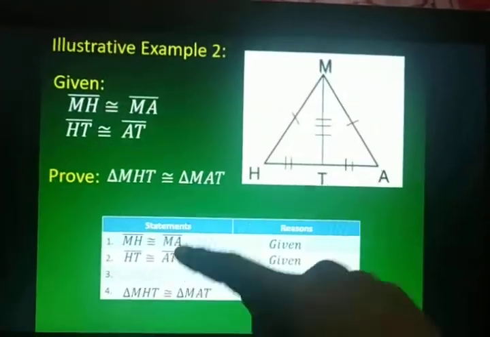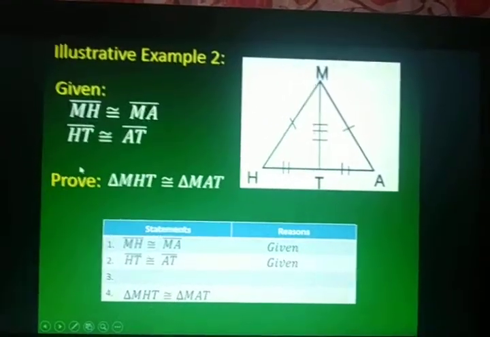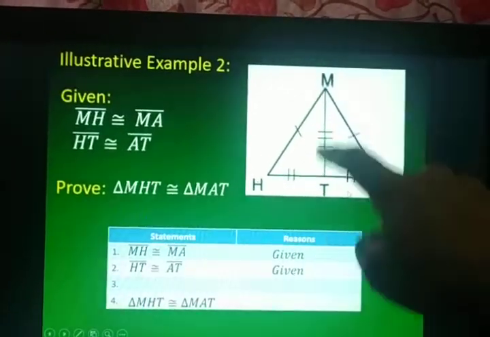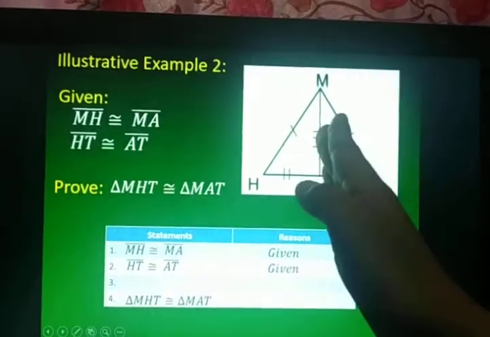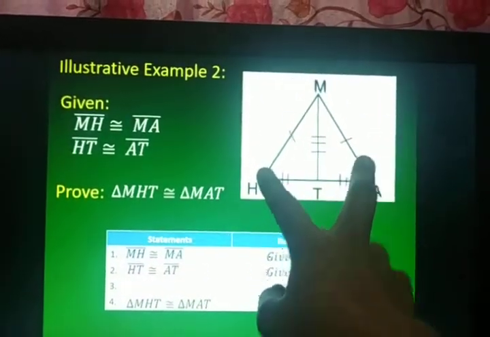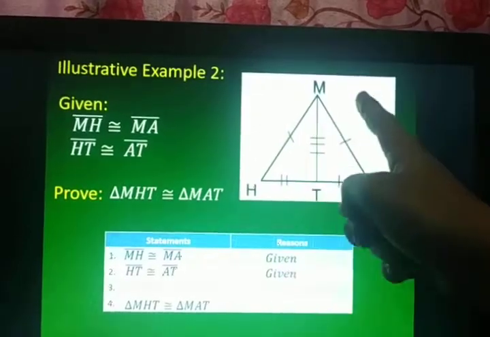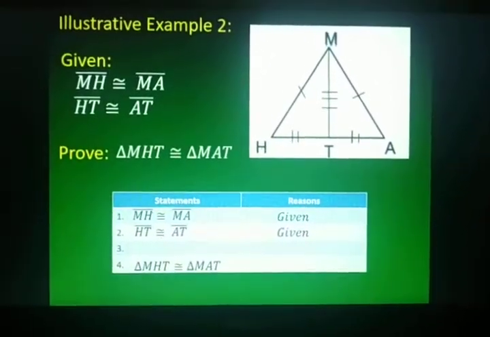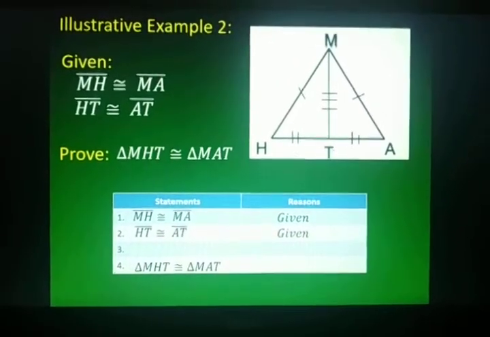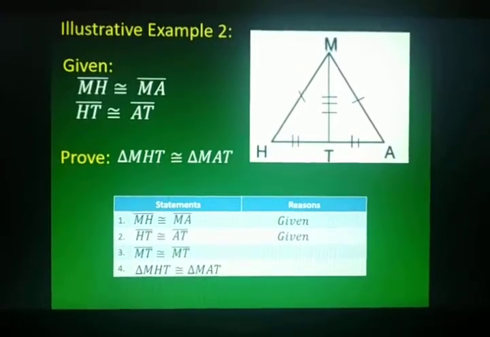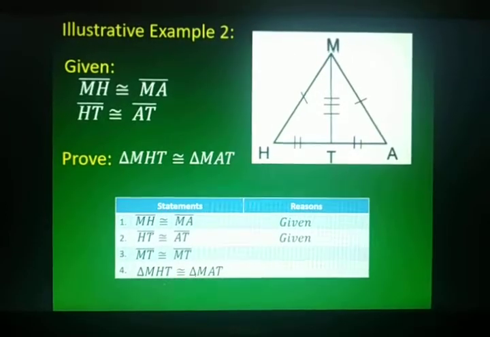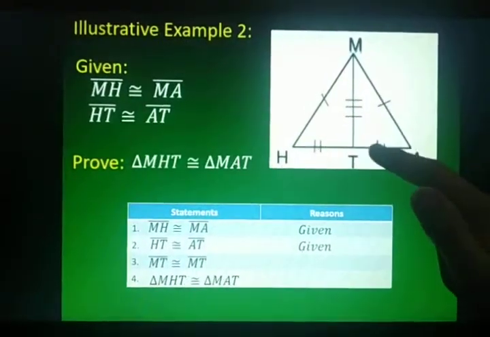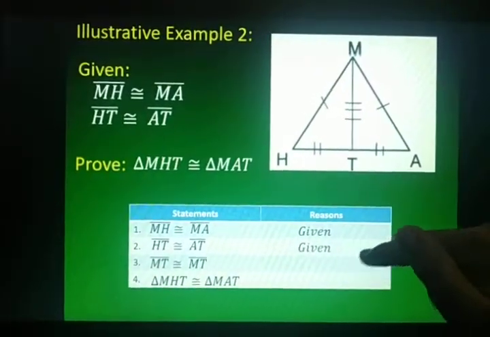But there is still a third statement which was not given in the given here. And here it is, the third marked part. We know that if we separate these two triangles, there will be a line segment MT and a line segment MT which are corresponding to one another. And so the third statement will be line segment MT is congruent with line segment MT. It is not stated in the given, but we know that from this illustration. And the reason is the reflexive property.